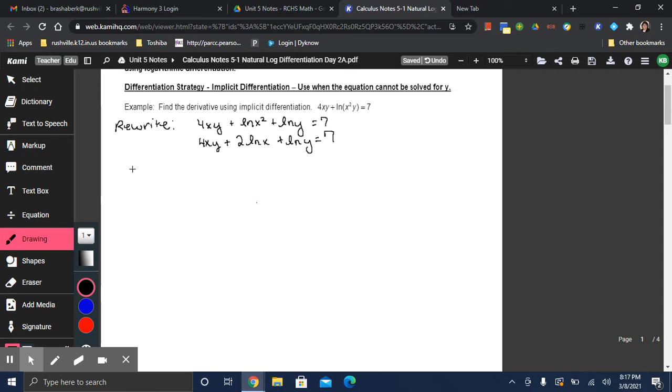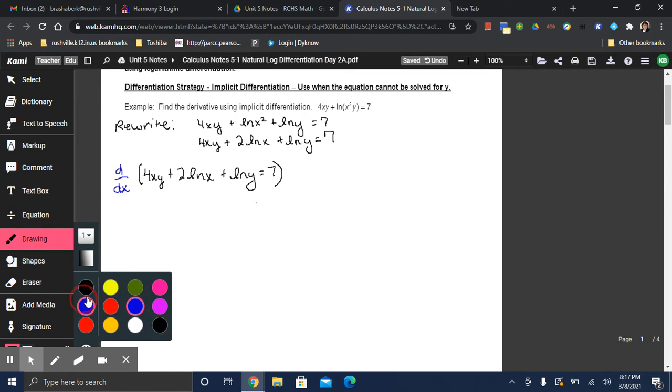And then we'll do the derivative of each side. It's been a while, I realize, since we've done implicit differentiation. So the notation that we used in the first semester was derivative with respect to x, and then we wrote what we were going to do the derivative of. So the 4xy plus 2 natural log of x plus natural log of y equaling 7. Remember that you do this to both sides of the equal sign.